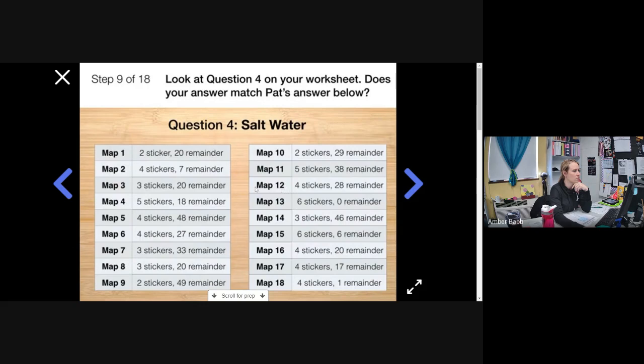Now, let's see how many squares of saltwater are on the map of Earth. Look at question 4 on your worksheet. Does your answer match Pat's answer below? If your numbers don't agree and you think Pat got it wrong, let us know. We suggest you use Pat's numbers now.